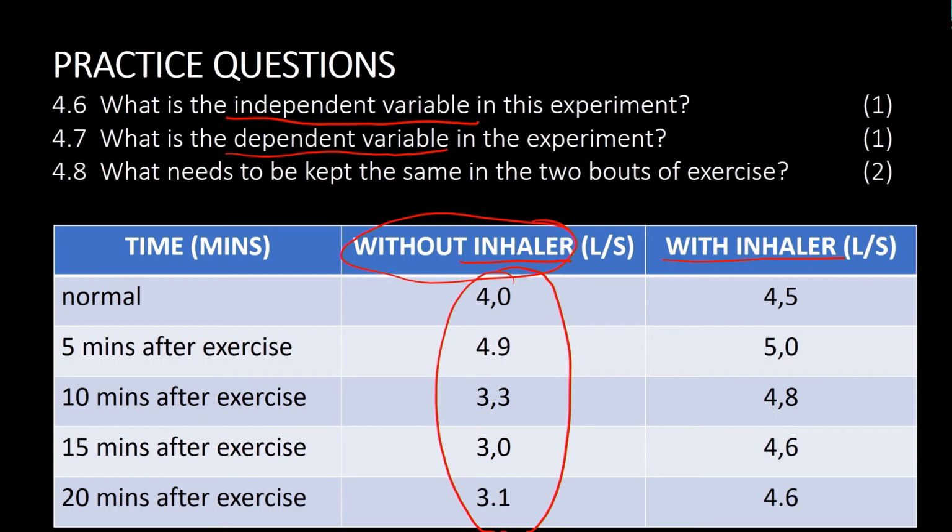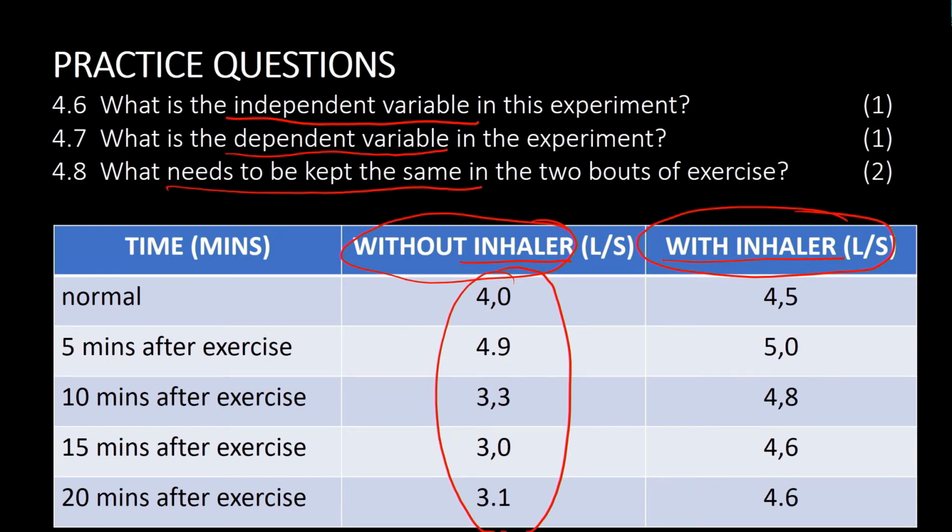Then the next one makes you think a little bit. Obviously, when he does this, he's doing the exercise 2 times. Once without the inhaler and the second time with the inhaler. And the next question is, what needs to be kept the same? He's got to do the same type of exercise at the same intensity for the same length of time, so that we know if there are any differences, it's only the inhaler or lack thereof that's making the difference. I told you these were difficult.